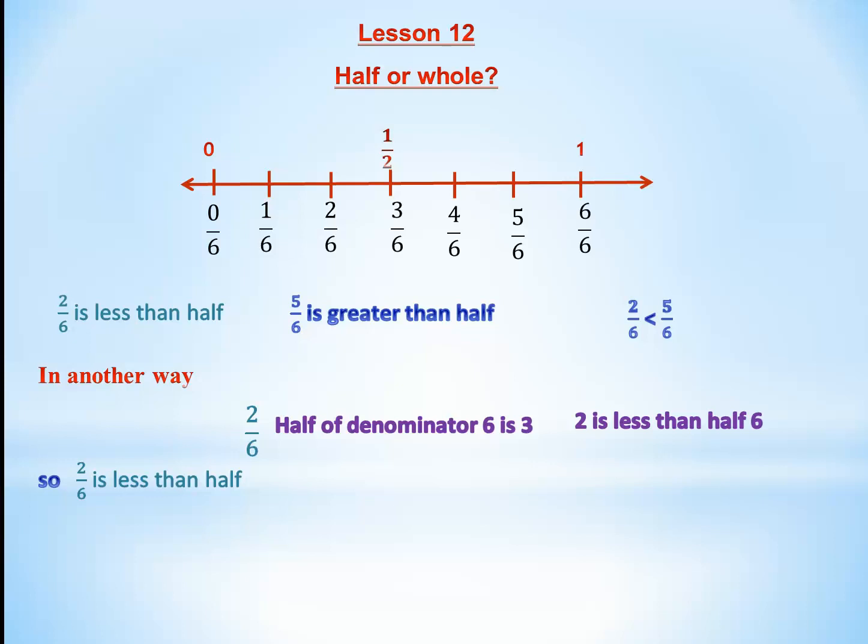Okay, now 5 over 6. The half of 6, we know, is 3. 5 is greater than half of 6. So 5 over 6, the half of denominator 6 is 3, and 5 is greater than half of 6. So 5 over 6 is greater than half.